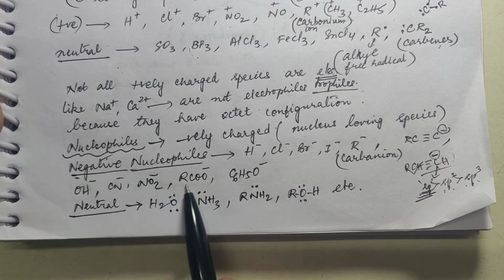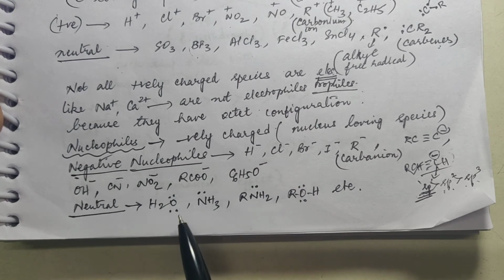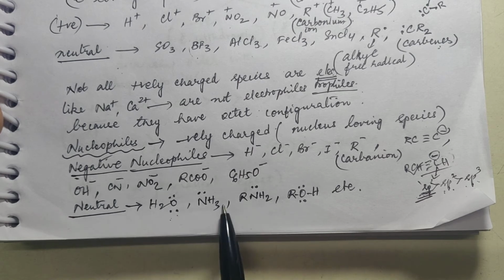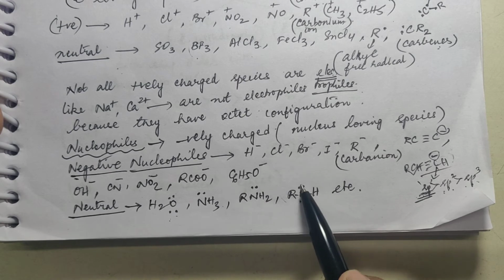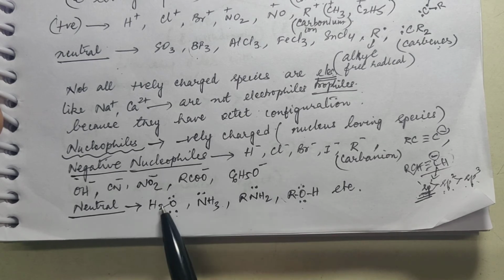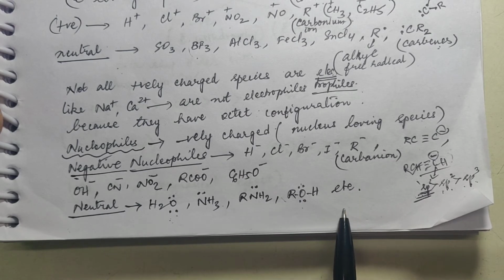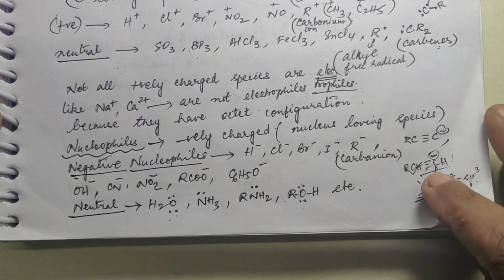Then all these negatively charged species are all nucleophiles. Now neutral nucleophiles: when you consider a species which has a lone pair of electrons on any one of the atoms, then it is considered a nucleophile. NH3, RNH2, ROH. Now 2 lone pairs are there, 1 lone pair, 1 lone pair, 2 lone pairs. They are all considered nucleophiles. So you can consider electron rich species, or neutral molecules possessing lone pair of electrons on any one atom, as nucleophiles, right? Okay.